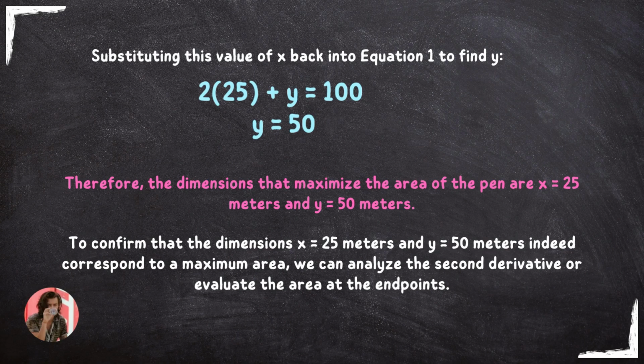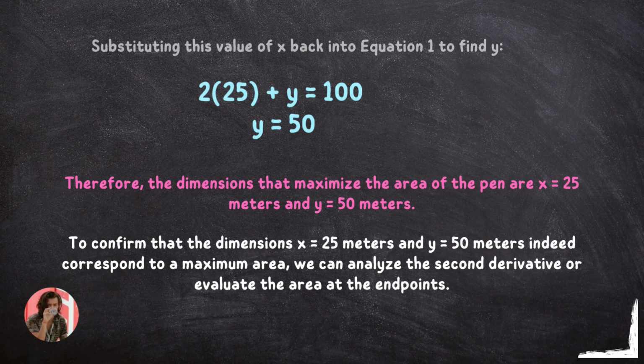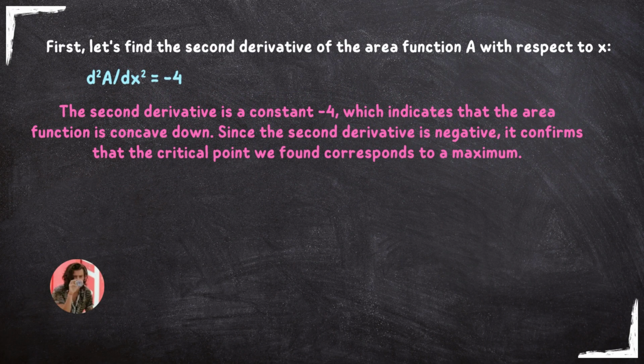To confirm that the dimensions x = 25 meters and y = 50 meters indeed correspond to a maximum area, we can analyze the second derivative or evaluate the area at the endpoint. First, let's find the second derivative of the area function A with respect to x. So the solution will be d²A/dx². So we will get negative 4. The second derivative is a constant negative 4, which indicates that the area function is concave down. Since the second derivative is negative, it confirms that the critical point we found corresponds to a maximum.